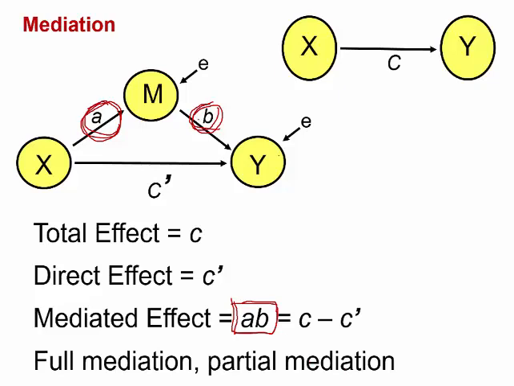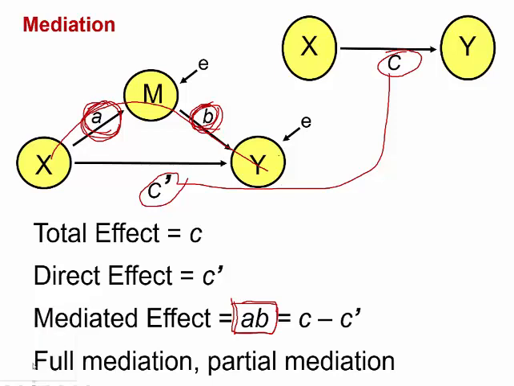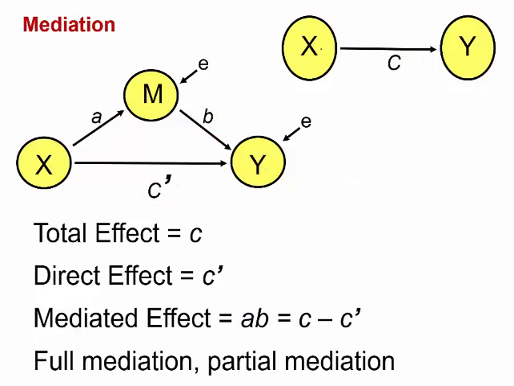And as it turns out, that will be mathematically equivalent to taking my total effect, C, minus C prime, the direct effect. So total effect minus direct effect gives us the mediated effect, and also pathway A times pathway B, the product of my two mediation pathways, gives me that exact same mediated effect. And so when we run this type of analysis, we can ask how much of the effect of X on Y, assuming there is an effect.